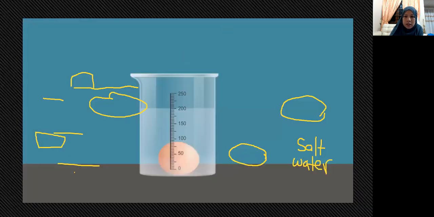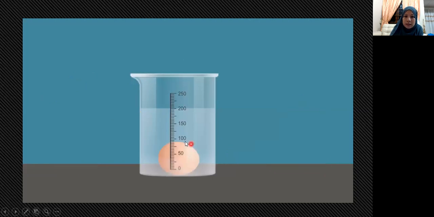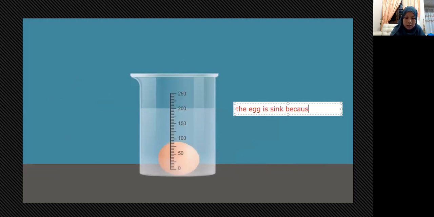Okay, another example. As you can see here, the egg sinks in the water. That means the egg is more dense than the water. That's why the egg sinks in the water. Let me write here: the egg sinks because it is more dense than the water.